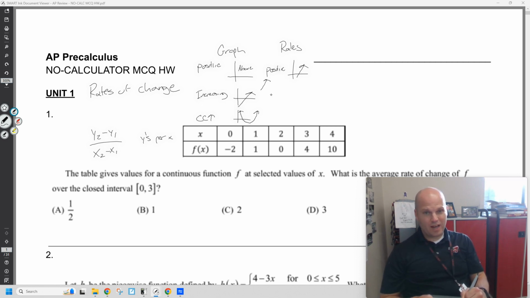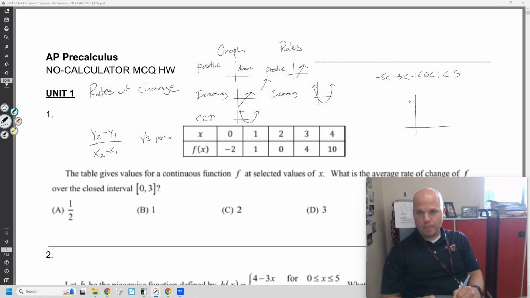And then we talked about what happens if our rates are increasing. If our rates are increasing, our graph actually curves upward. Now that's concave up, slopes that are like -5, -4, -3, -2, -1, 0, 1, 2, 3, 4, 5. Those values are increasing. -5 is less than -3, which is less than -1, which is less than 0, which is less than 1, which is less than 3. These are values that are increasing.